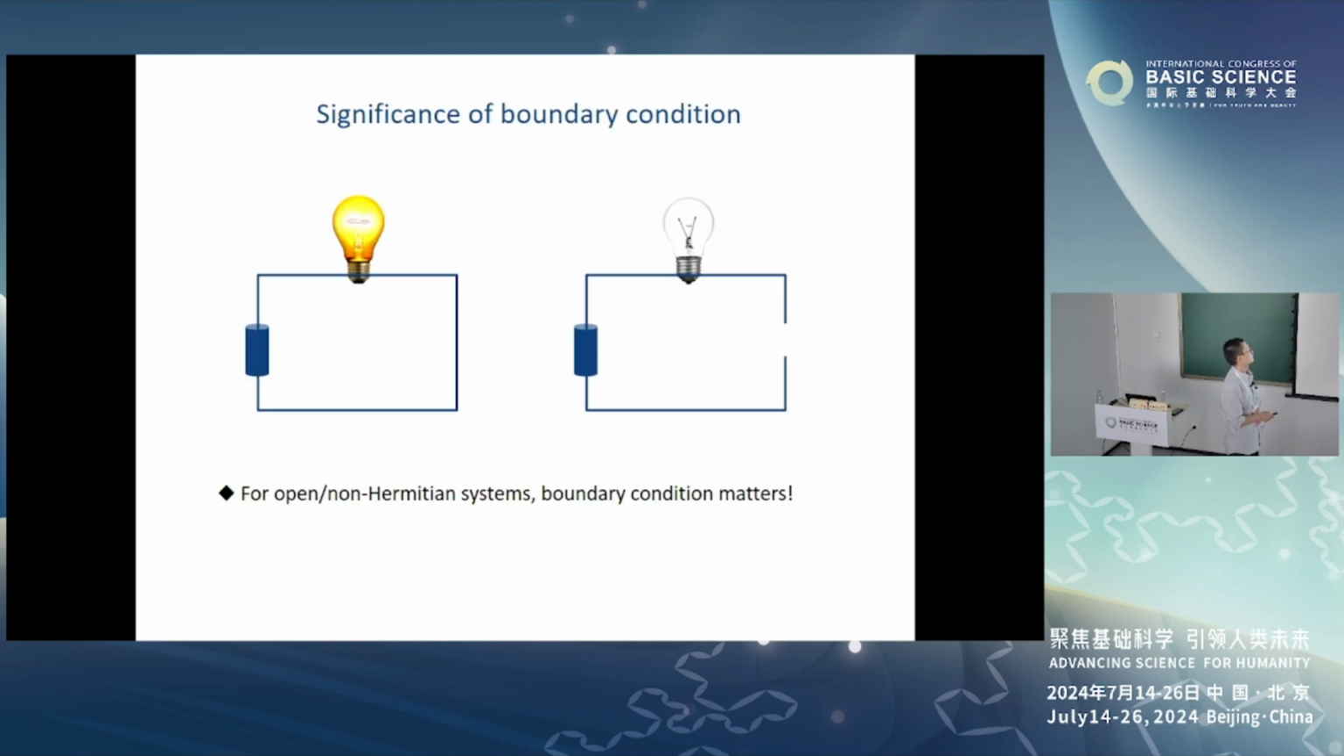There's a metaphor for this sensitivity to the boundary conditions. If you have this kind of circuit with a battery, then it will light a bulb here, but if you just cut the circuit at one point, this bulb will be off, right? This can be viewed as an open system with energy from the battery. So in this kind of open or non-Hermitian system, the boundary conditions are very, very important.